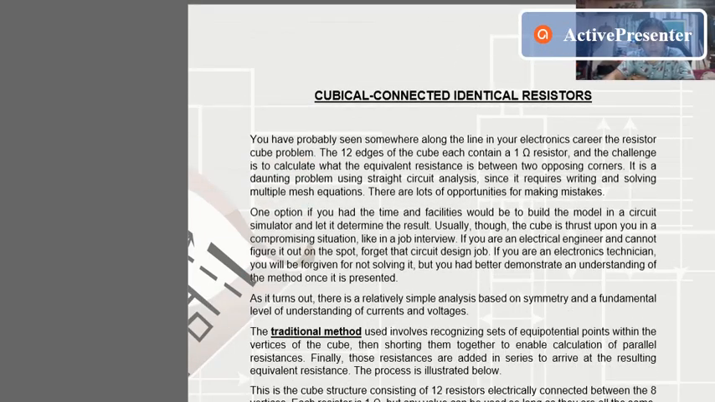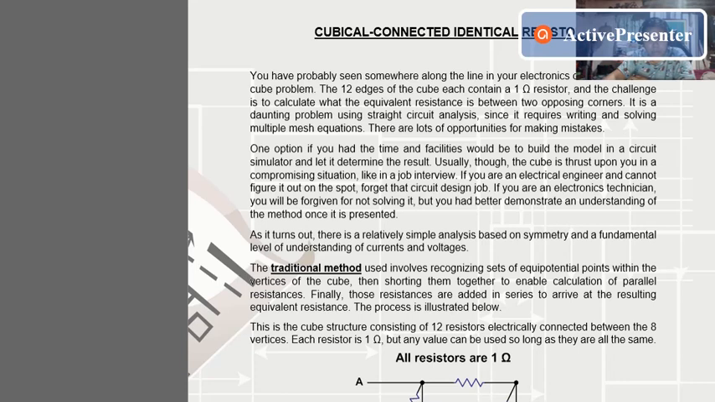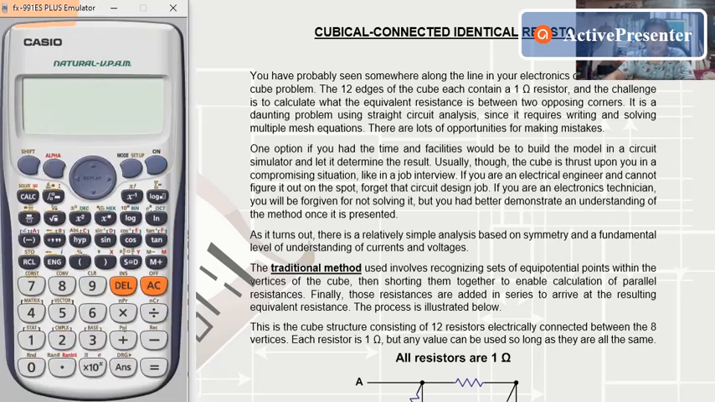So proceed na for our topic for our module number 5 for semifinal. So we have also a cubical connected identical resistors. So you have probably seen somewhere along the line in your electronics career the resistor cube problem. So the 12 edges of the cube each contain a 1 ohm resistor, and the challenge is to calculate what the equivalent resistance is between two opposing corners. It is a problem using straight circuit analysis.